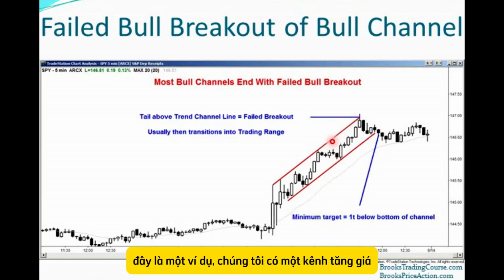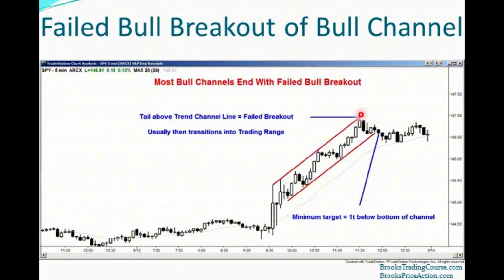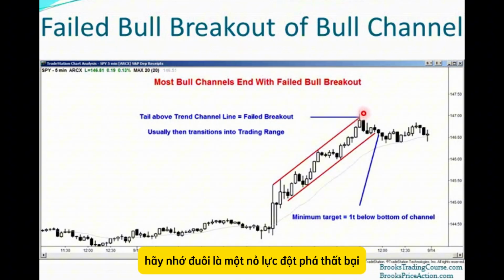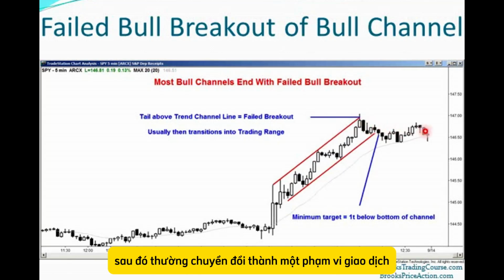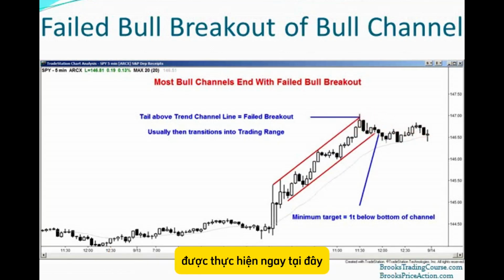Here's an example. We have a bull channel. The market tried to break out of the top of the channel, but we got a tail. Remember, a tail is a failed breakout attempt, so the market's reversing back into the channel. Not much room for a short here, but the market did make it to the bottom side of the channel by going sideways. The minimum target when you have a failed upside breakout is 1 tick below the bottom of the channel, which we achieved right there. The market then usually transitions into a trading range, which it's done right here.